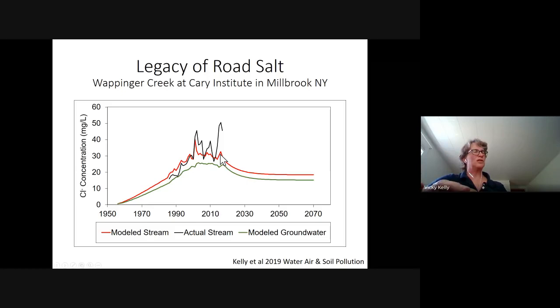And then what we did was to predict what would happen in the future. We said, we're going to decrease the amount of salt that we use by 18.5%, which is the amount that we can achieve with the current best management practices. And so what you can see is that over time, the concentration declines and then it levels off. But what's really important is that the time it takes to achieve that level concentration is a couple of decades. And so that is what we refer to as the legacy effect. It takes a couple decades for all that salt that's accumulated in the watershed to be flushed out.